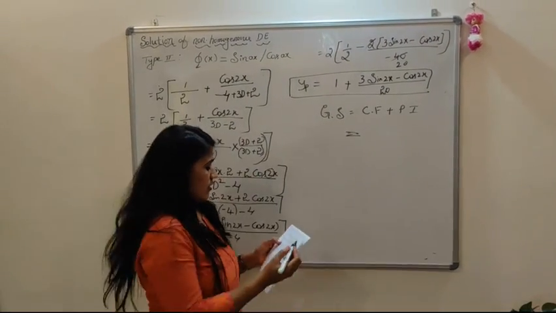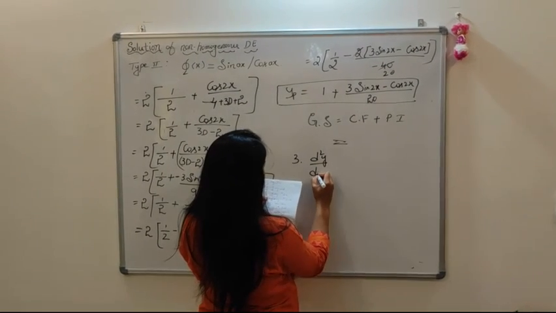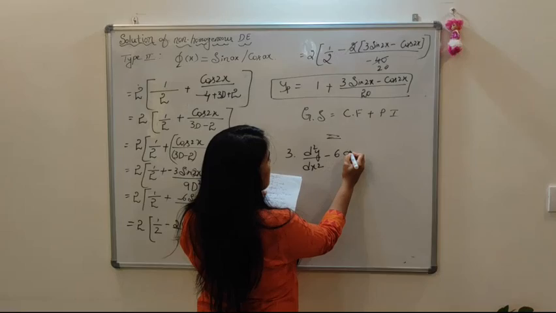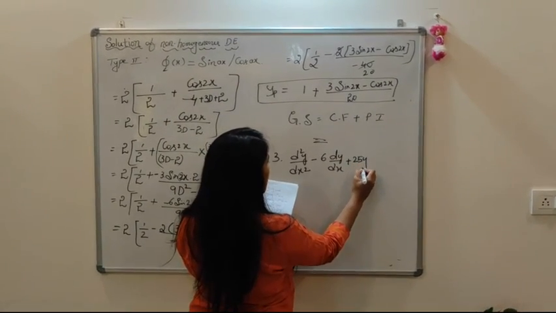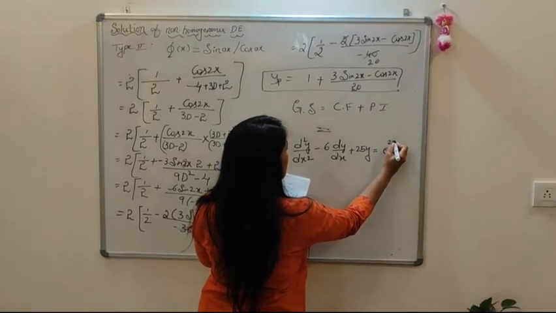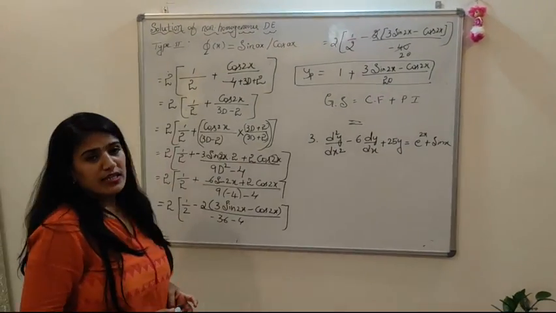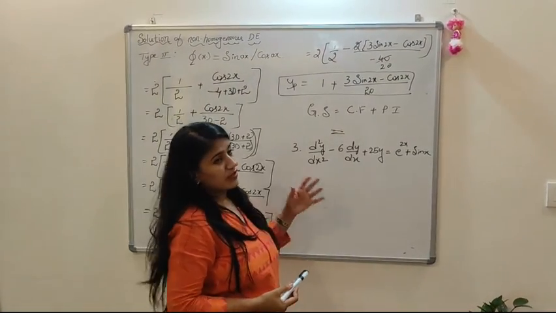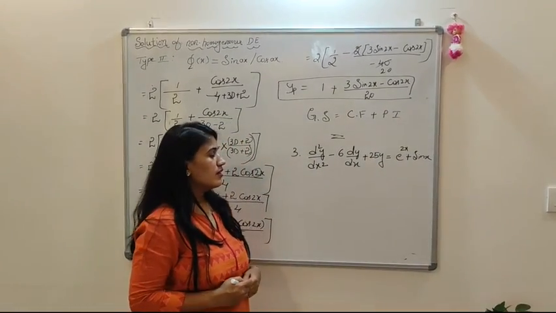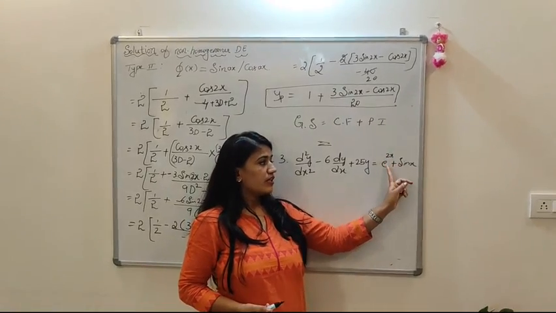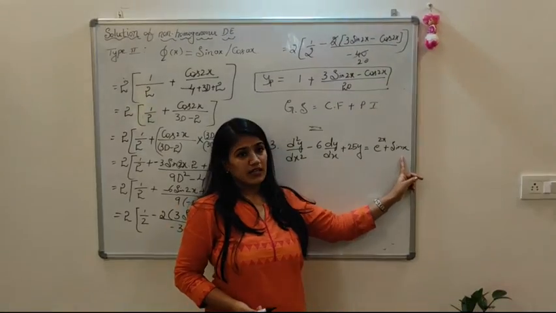So we go for the next problem, third one. d square y by dx square minus 6 dy by dx plus 25y is equal to e power 2x plus sin x. Usually in examination they won't give type 1 independently. They will shuffle type 1, type 2 and type 3. They can do anything. Here we can observe RHS is having e power 2x and sin x. So it is type 1 and the second term is type 2.